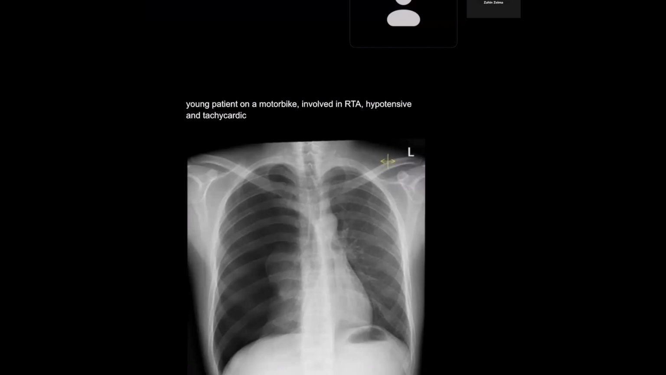Sometimes when the examiner is not accepting any answer, he will keep stopping you, then tell, stopping, and then tell. So just tell that the first point was right, but you will do a FAST scan. That is focused abdominal sonography. It will not cause any delay before urgent damage control surgery.